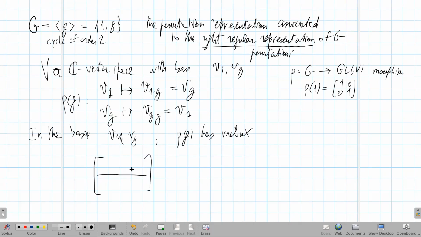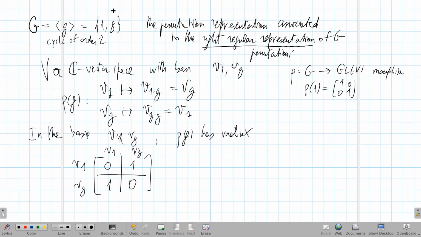I will be using this a lot, so let me go through the motions again. I have V1, Vg here, V1, Vg. I use row vectors, so V1 goes to Vg, which means 0, 1, and Vg goes to V1, so 1, 0, okay? And that's a perfectly good representation obtained from an action of G on itself by right multiplication. I said yesterday I should have put the inverse here instead of the element g, but in this case, g and g inverse are the same, since this is a group of order 2.